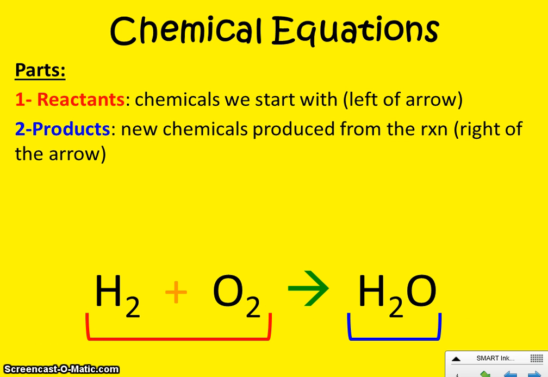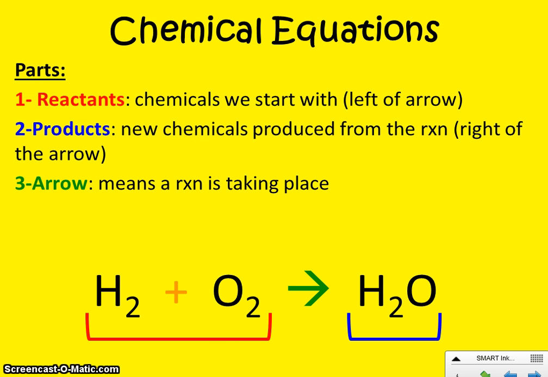Another part of a chemical equation is the products. And products are the new things that were produced. So they are found after this arrow. So in this case, there's just one product, H2O. Okay, again, write down products in a color and label them on this picture in the same color so you can see where it fits.